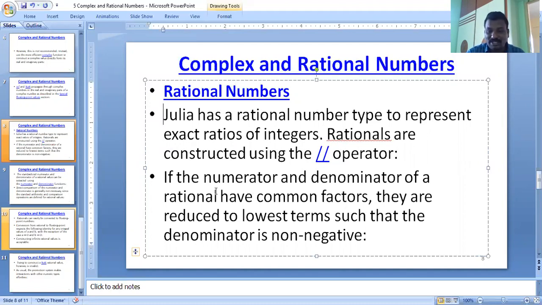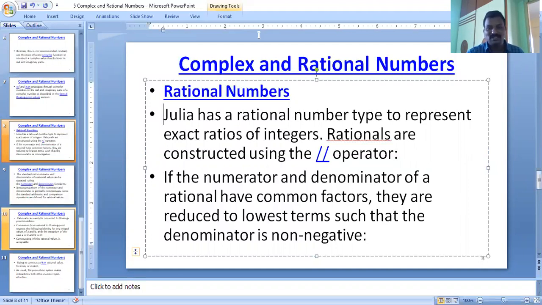If the numerator and the denominator of a rational number have a common factor, they reduce to lowest terms such that the denominator is non-negative. That means the denominator should always be a non-negative value. That is a rational number. For example, in the mathematical point of view, rational numbers appear in a p by q form.